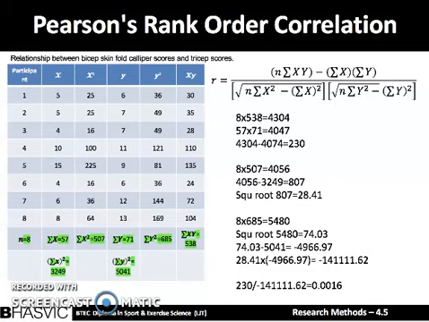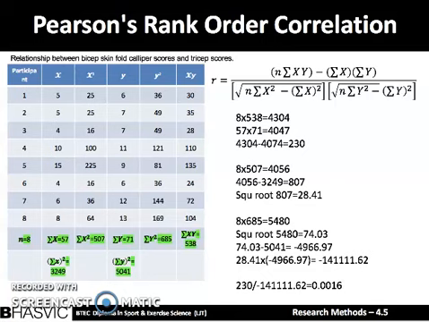That is not the case in here, because 0.0016 is actually a lot less than the critical value, which was 0.7067. Therefore, there's not a significant relationship between bicep skinfold caliper scores and tricep skinfold caliper scores.